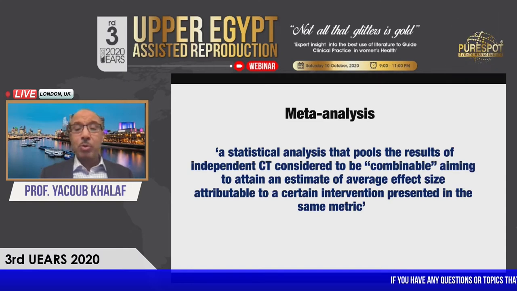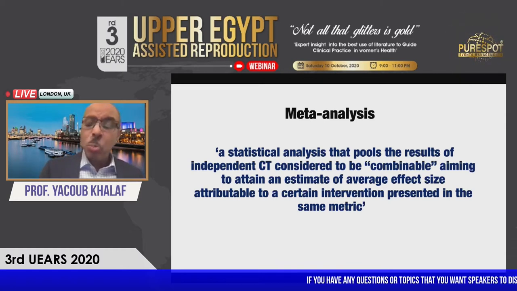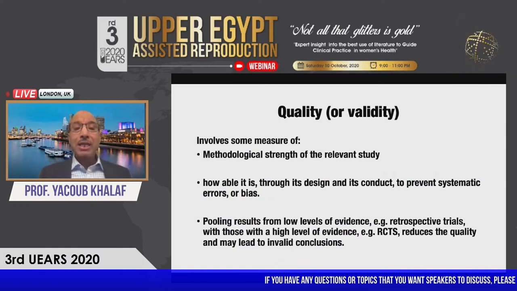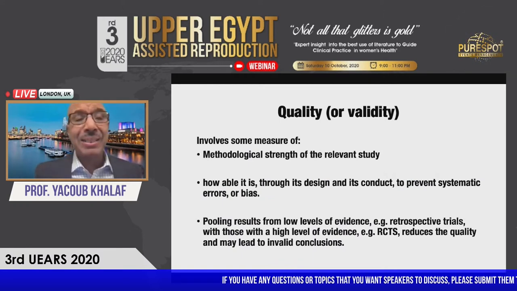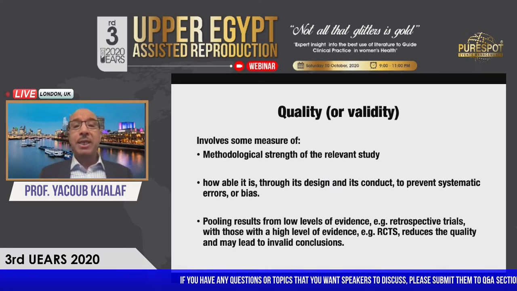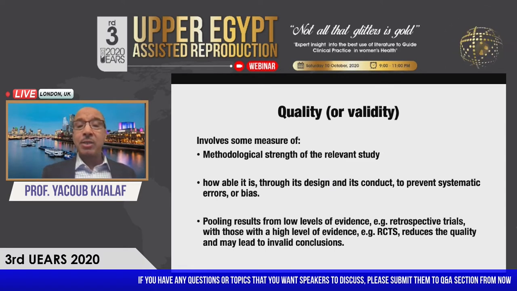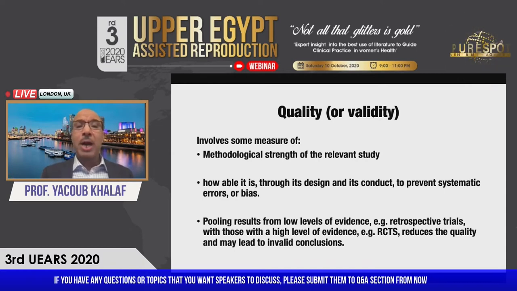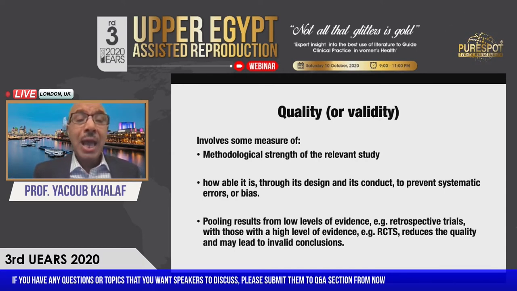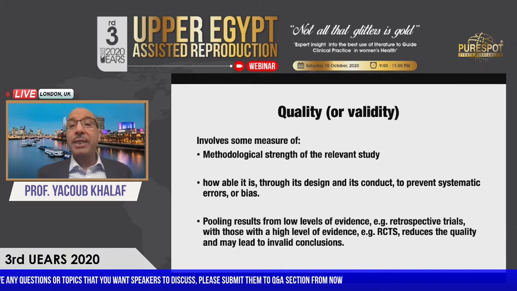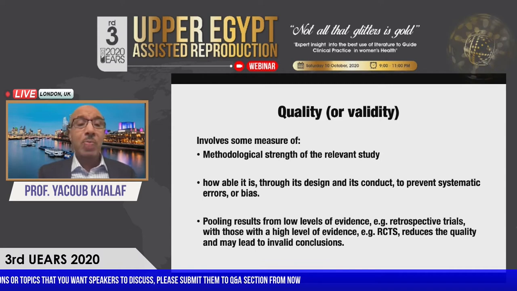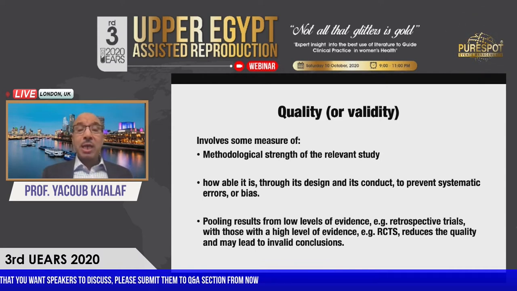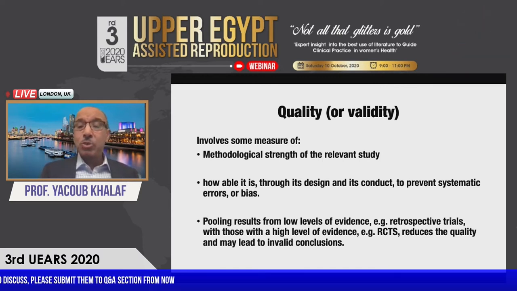Unfortunately, we see meta-analysis where prospective is mixed with retrospective, and it is a soup or a salad more than a meta-analysis. The quality of the individual studies is important, and you can judge the quality by the methodological strengths of the relevant study. If it's alternate day randomization, I think a lot has been lost. If there is no allocation concealment, you might as well say non-randomized to some extent. And how able the study is, through its design and its conduct, to prevent systematic error or bias. And pooling the result from low-level evidence, if they are retrospective, with those from prospective, you will really get lost and evidence will be lost too.